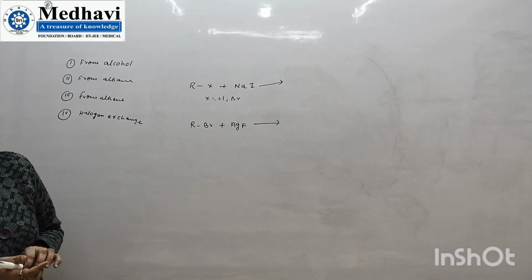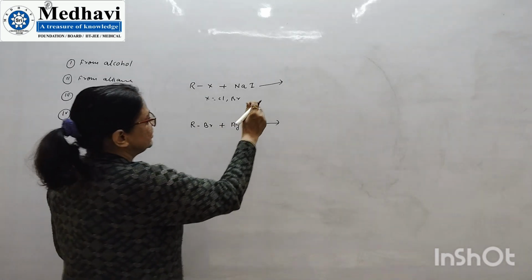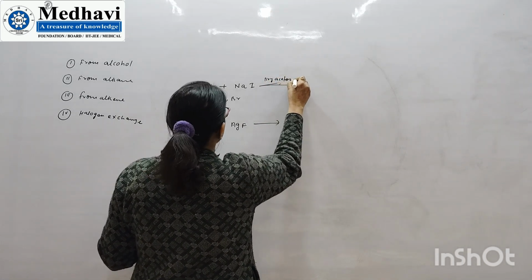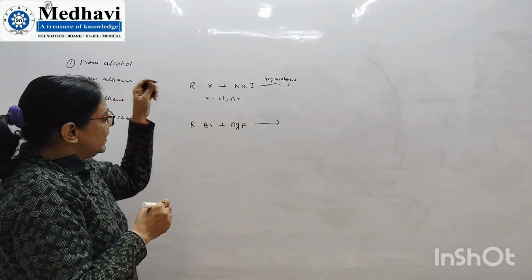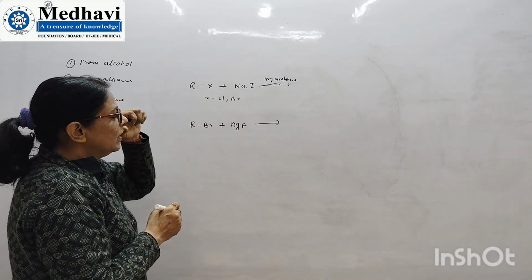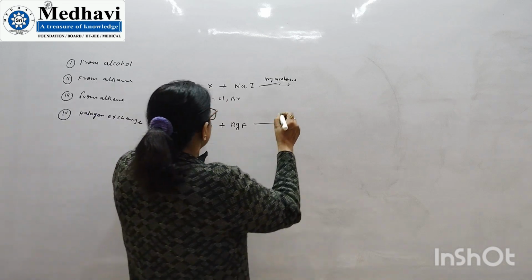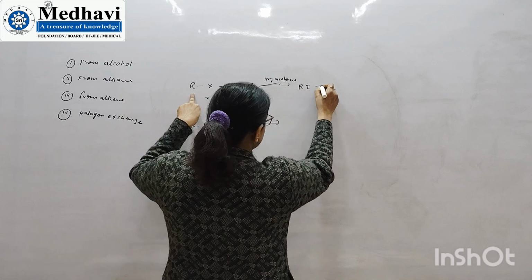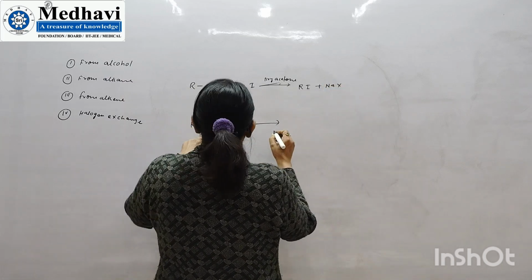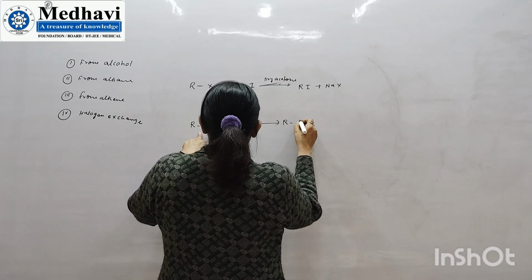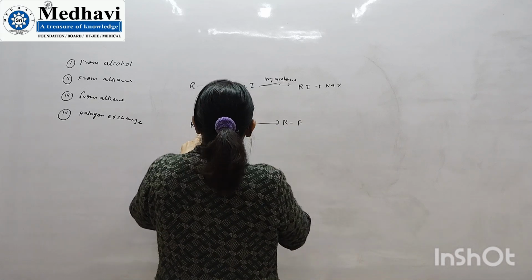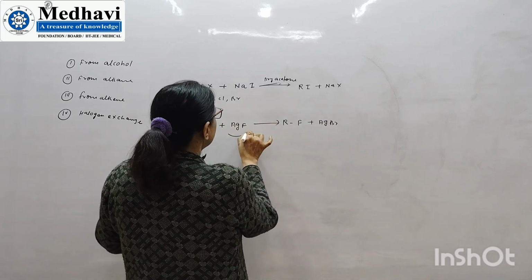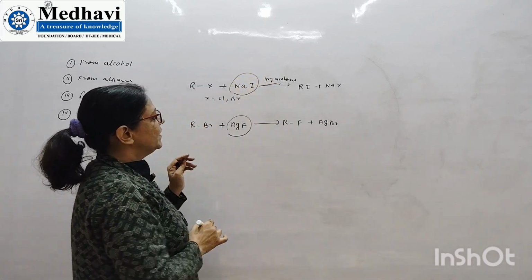The first reaction uses dry acetone. That is, when a haloalkane is treated with sodium iodide, where the halogen group is either chloro or bromo, then in the presence of dry acetone it will give RI, that is iodoalkane, plus NaX. And here, the fluoroalkane plus AgBr. So depending upon the reagent, this reaction has been given a different name.